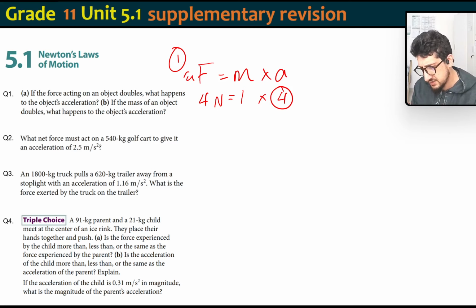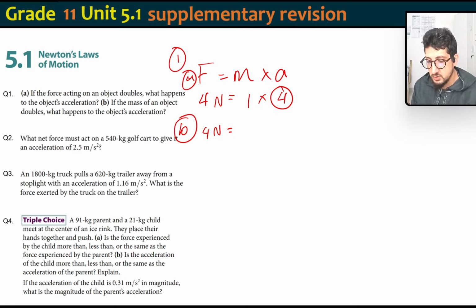So that's part A. What about part B, where it says, if the mass of an object doubles, what happens to the object's acceleration? Okay, well, let's have a look. So, assuming the force stays the same this time, let's keep it at 4 newtons, and the mass goes from 1 to 2 kilograms, what happens to the acceleration? Of course, it's going to halve. So that is the answer for question 1, part B. If the mass is doubled, the object's acceleration is halved.